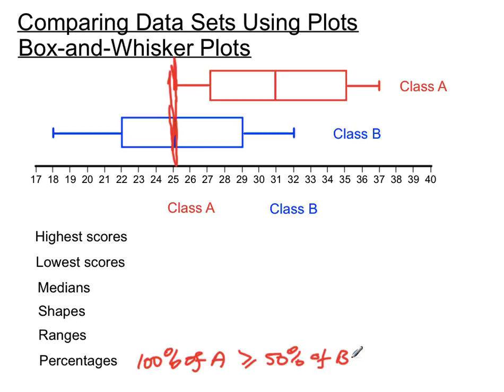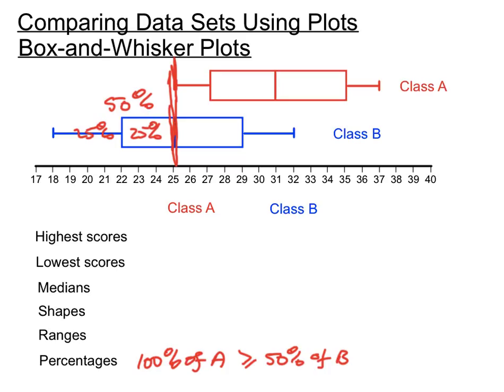along those lines. So if we remember that there's 25% in each chunk here, you could say something like the bottom 50% of Class B, 25% being there and 25% being there, the bottom 50% of Class B were lower or equal to the lowest score in Class A. So it's pretty clear that Class A did a lot better than Class B in this test, and you've got a lot of the statistics to back yourself up in a comparison of high scores, low scores, medians, etc., and looking at the percentages.